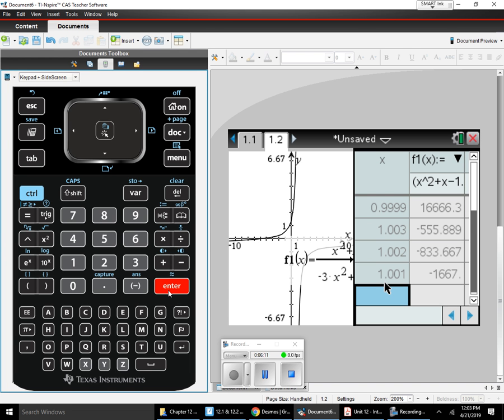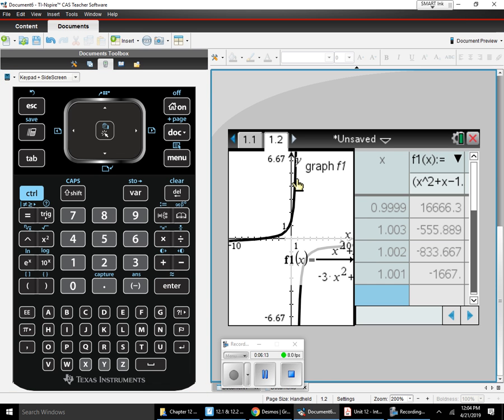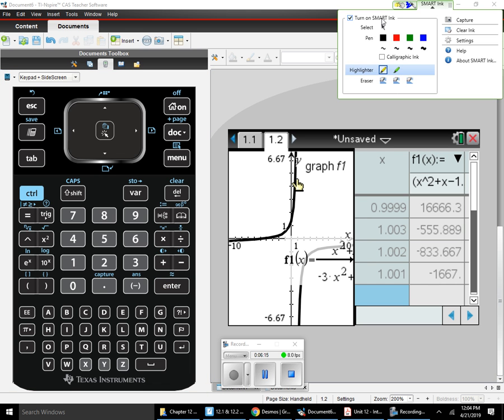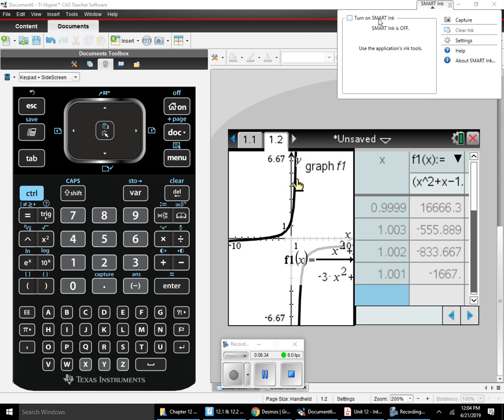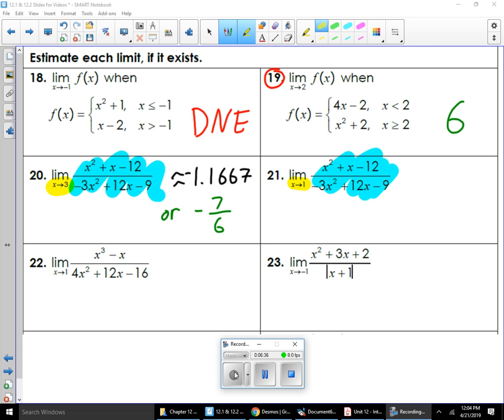If you actually look at the graph, you can see that. Turn on my smart ink here. So you can see that this function is shooting off to positive infinity there and negative infinity here. Those are going different directions. So that is a limit that does not exist. So you can see that on your graphing calculator just as well as Desmos. So number 21 there does not exist.